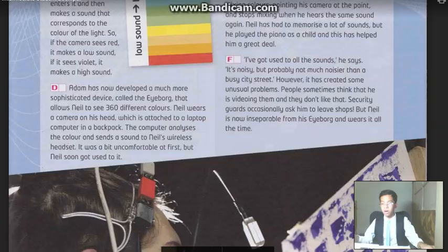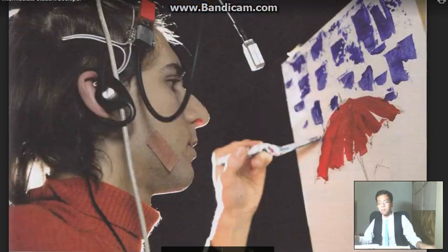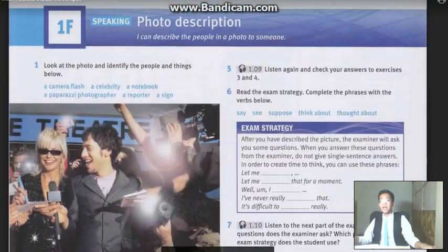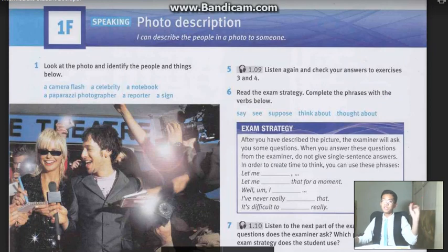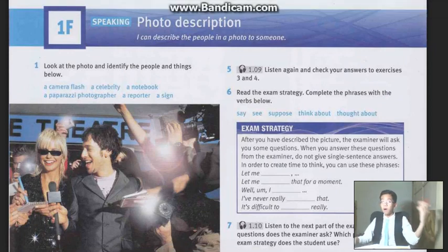It is unit 1F. 1F will talk about everyday English. In everyday English, we will have a photo description. We will describe a photo. What is in the photo? They will give us a photo and we'll have to describe it. Prepare it and review 1E.